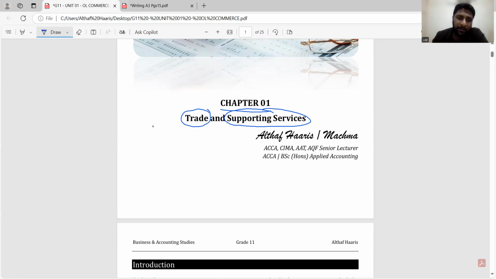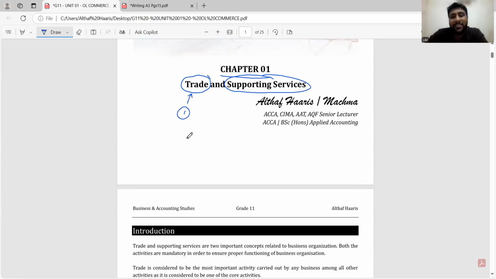One area that we are going to focus on, this trade. What is this trade? Another area that we are going to focus on, the support services. So first we'll finish off the trade part and we'll come to the support services. So let's go to the first one, which is trade.